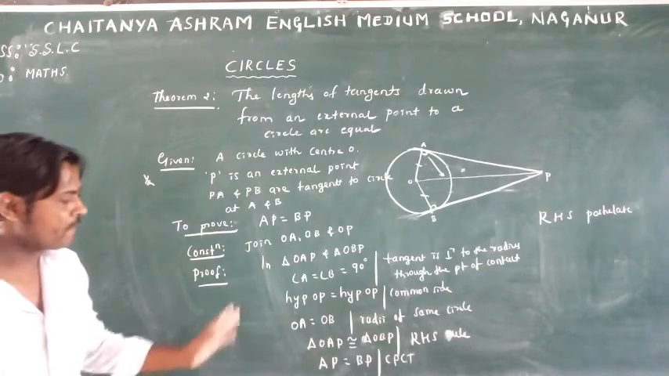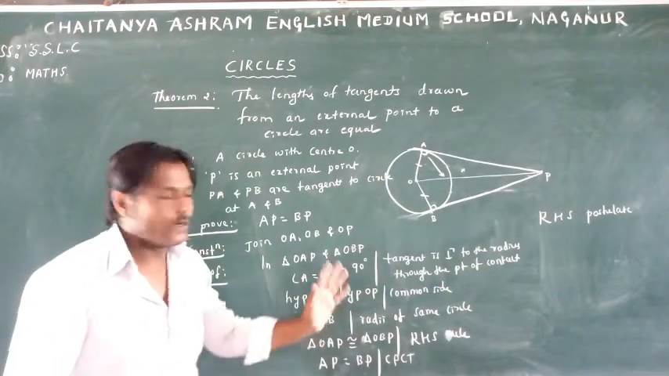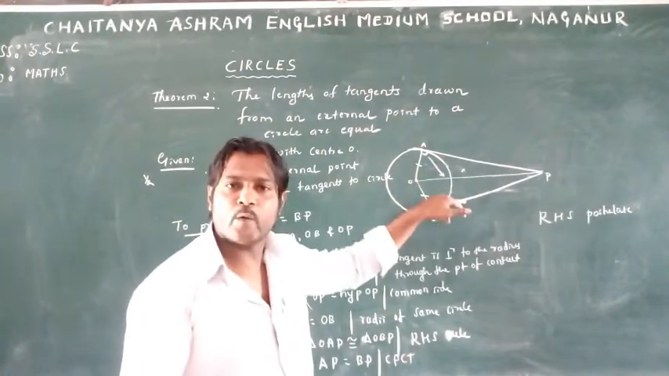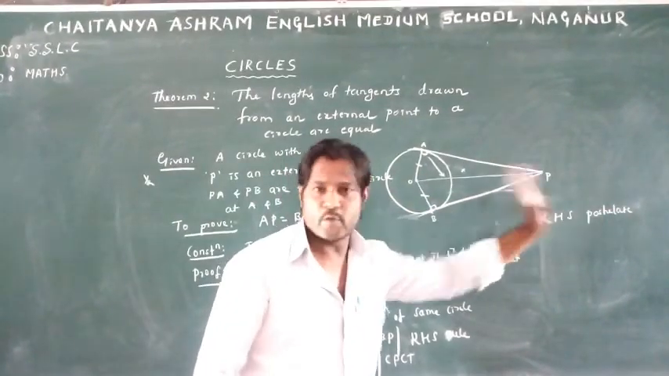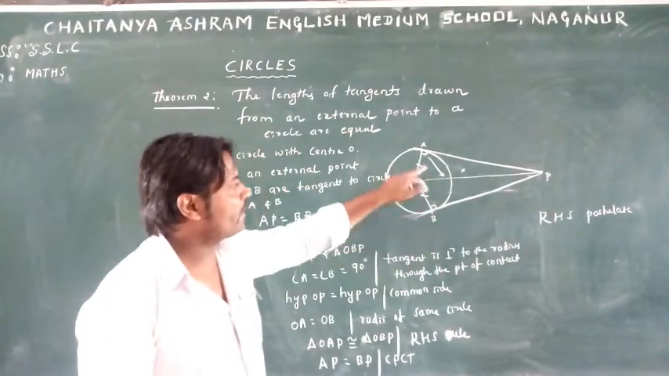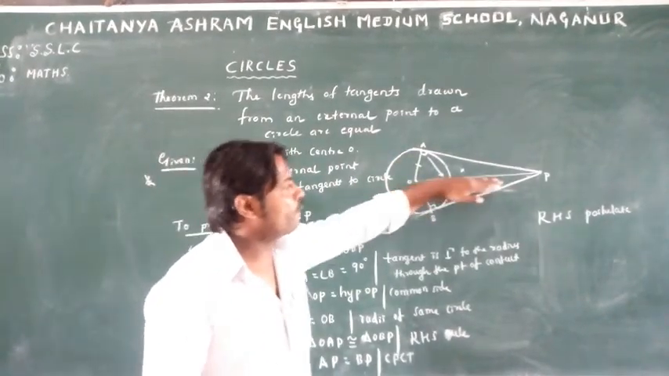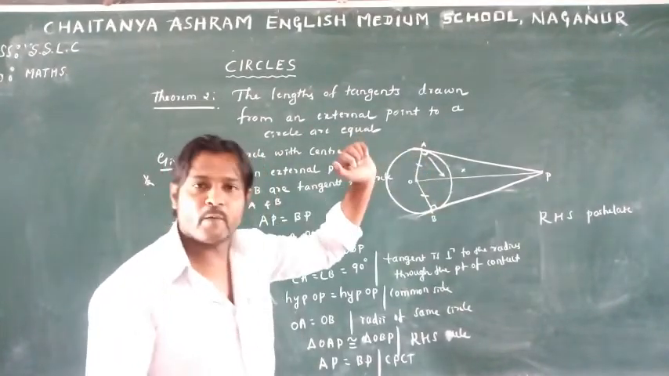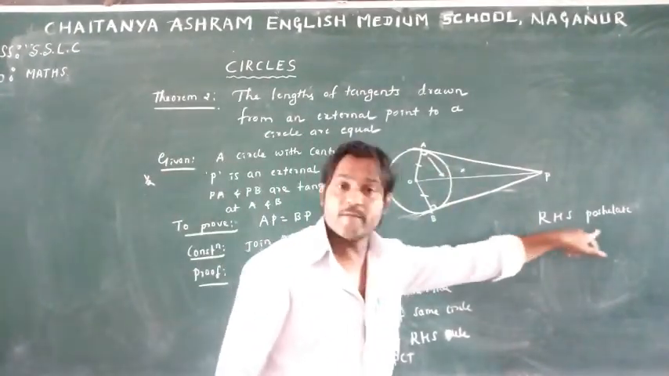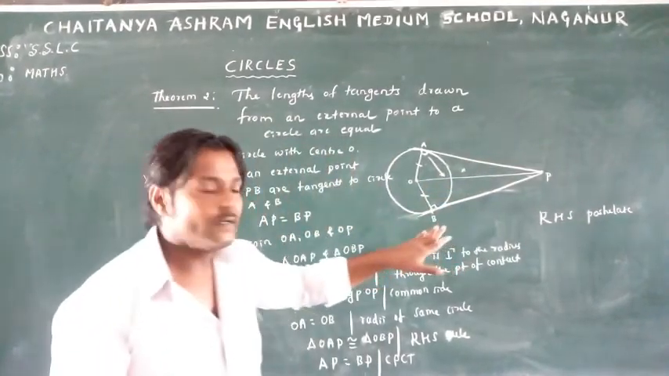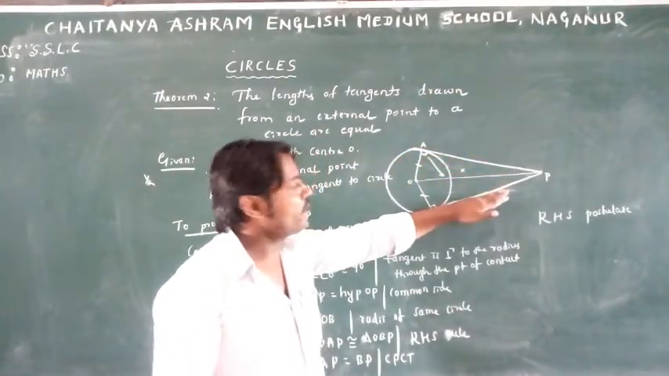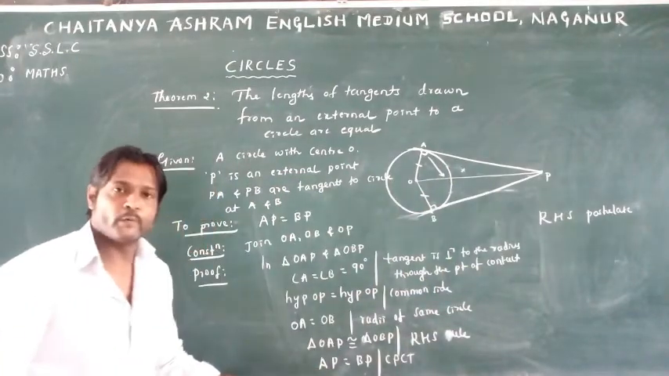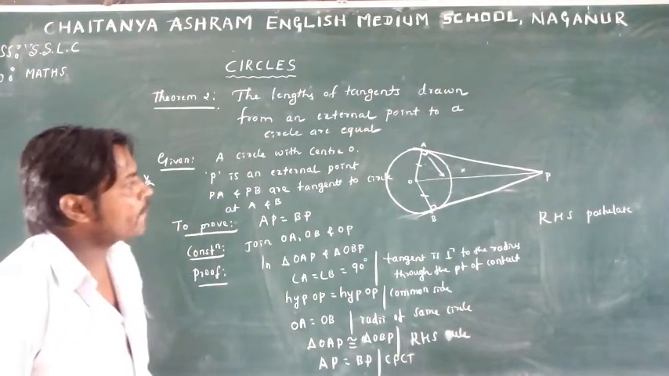Okay dear children, so how did we prove it? Which postulate did we use to prove these two triangles are congruent? RHS postulate. Clear? Both are right triangles, the hypotenuses are equal, and one side of each is equal. These two triangles follow this rule, that is why they are congruent. So AP is equal to BP, corresponding parts. Hence proved.